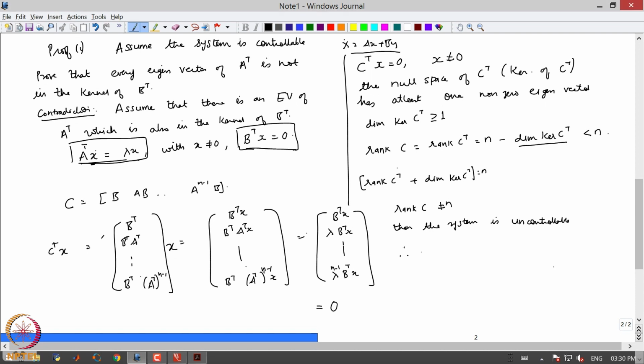This is a contradiction. So, I have a contradiction. What is a contradiction? That if there exists an eigenvector of A transpose which is also in the kernel of B transpose, then the system becomes uncontrollable, right. And therefore, if the system is controllable, then there is no such eigenvector. So, this actually will not hold true. So, B transpose x will never be 0, right. So, that is the first part of the proof, right.